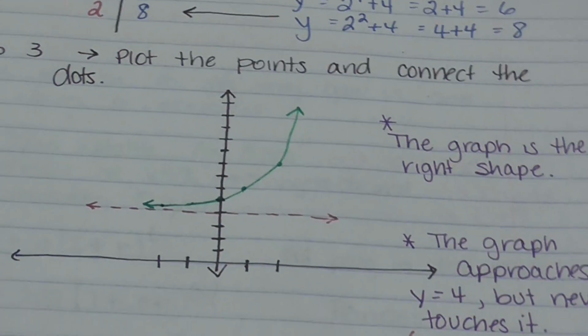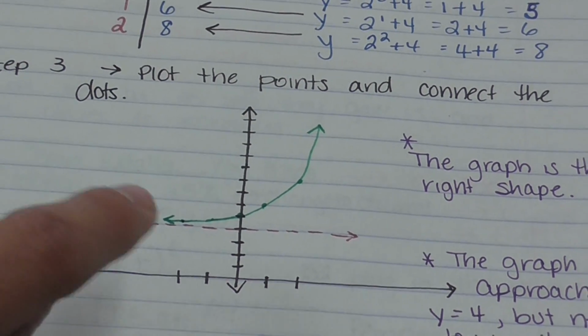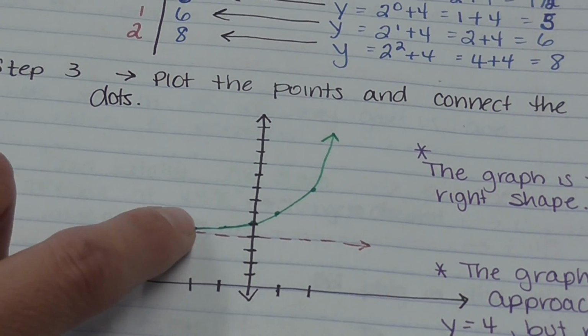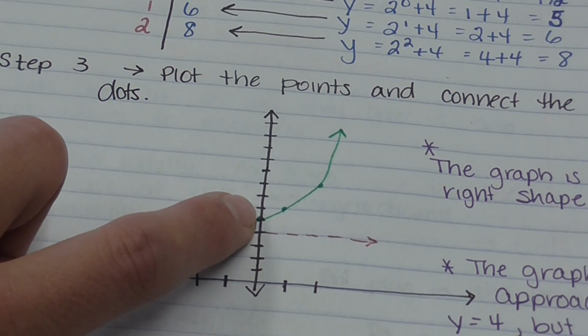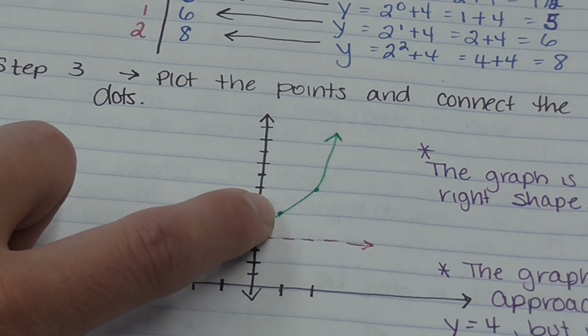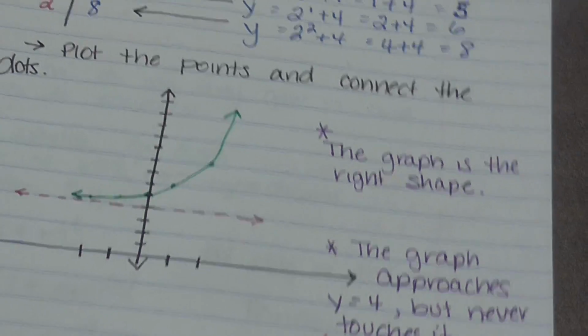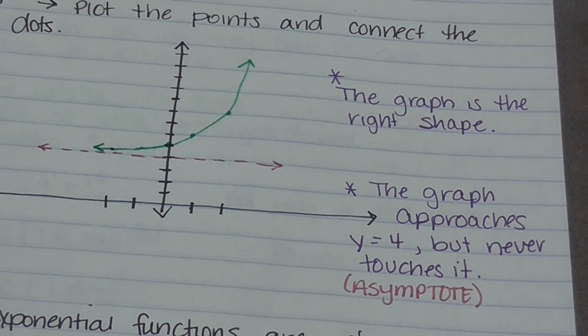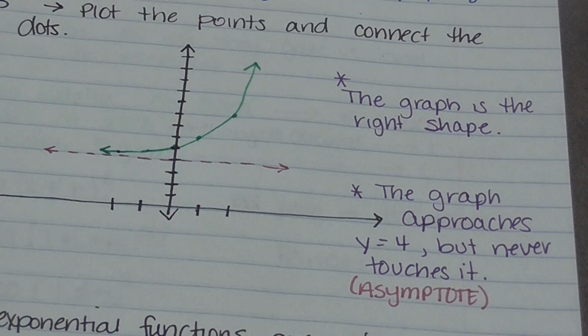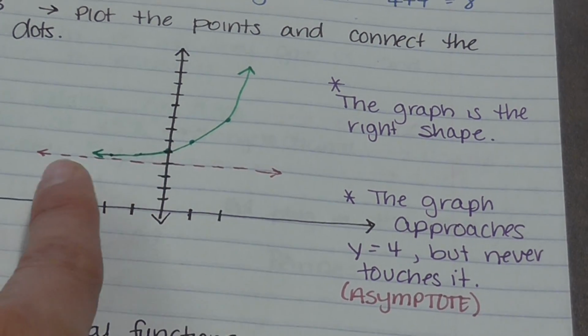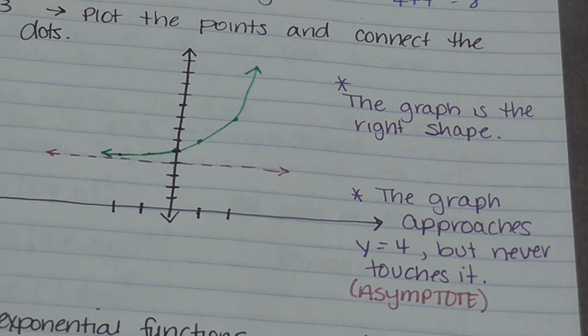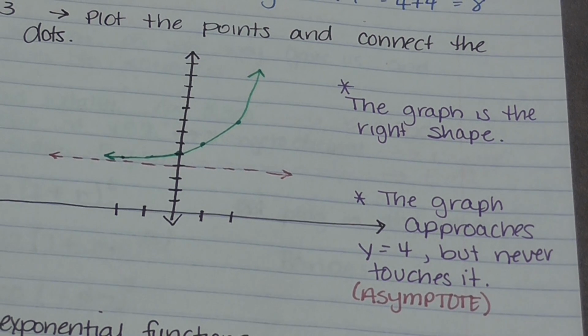Step 3, I'm going to plot the points and connect the dots. So here was my 4 1/4, 4 1/2, 5, 6, and 8. The graph is the right shape, so that's good. I know I'm on the right track. The graph approaches y equals 4, that pink line right there, but never ever touches it. That is an asymptote. Okay?